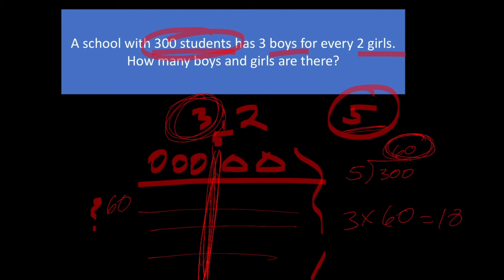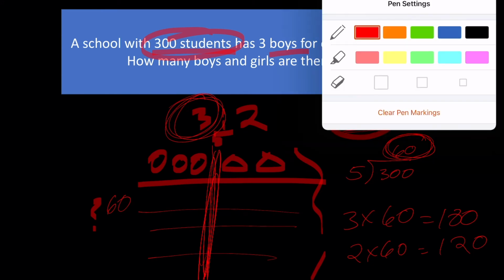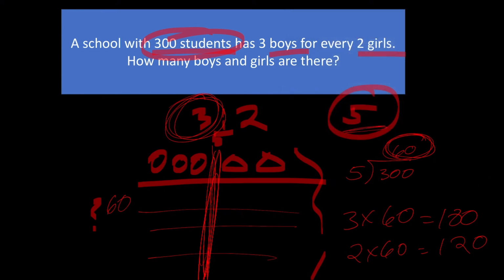Okay, and that's 180. And then I can find out the amount of girls by either subtracting that from 300 or going 2 times 60, which is going to be 120. And if I add that together, that is going to be 300. Okay, so this is the amount of boys, and this is the amount of girls in that group.